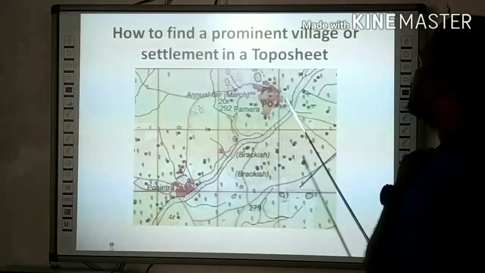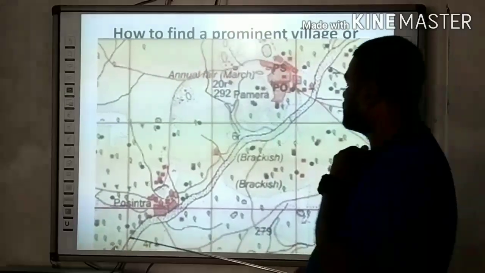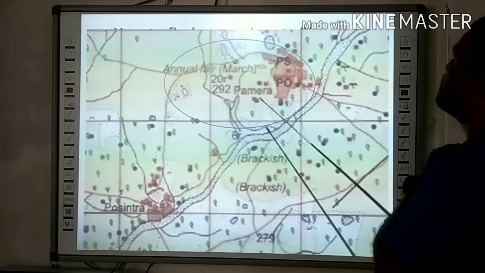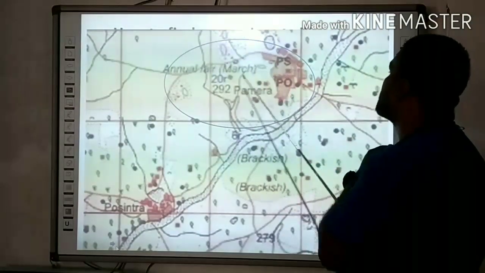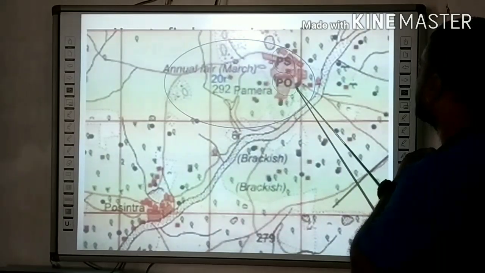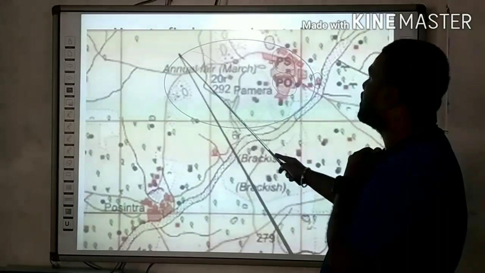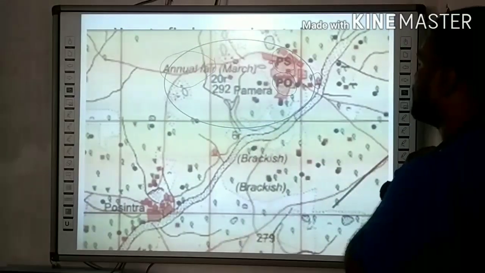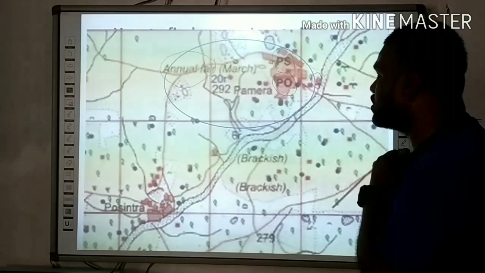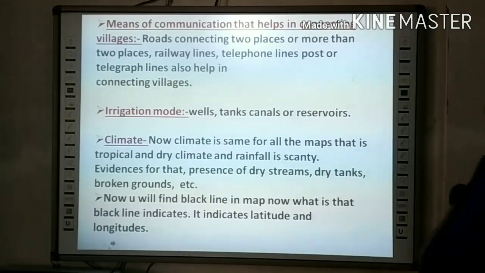Now let us see how to find a prominent village in a toposheet. Can you see that settlement here, that zoomed portion, that Palmyra settlement? Now why is this settlement an important settlement? Because it has a police station over there, it has a post office, it has a temple, and it is written annual fair there. So due to these features, this settlement is very important compared to other settlements in this map.